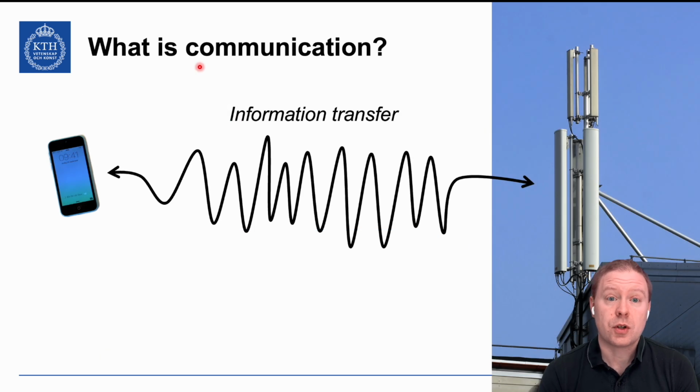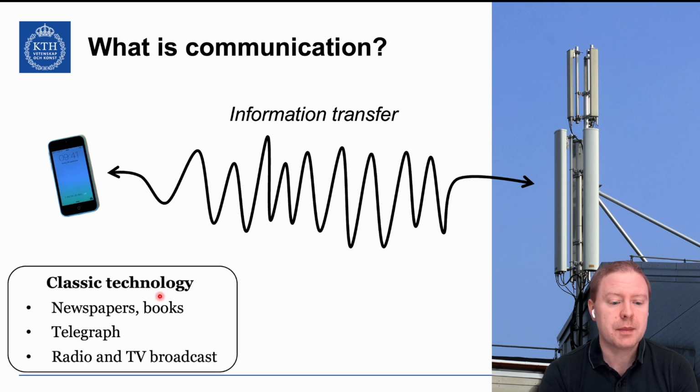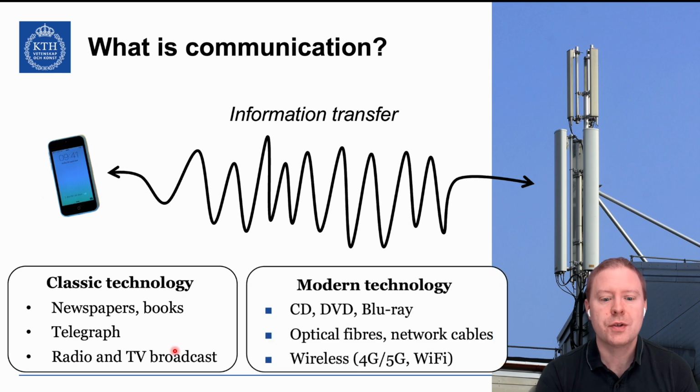So this is all about communication. And what is communication? Well, that is the information transfer between two different points, potentially at different times as well. So if you look back in time, classical ways of doing communication was to write information in newspapers or in books and transfer them to other people, or to use the telegraph to send information over distances, or radio, TV, broadcasting. But today, when we are talking about communications, it's more modern technologies that people have in mind.